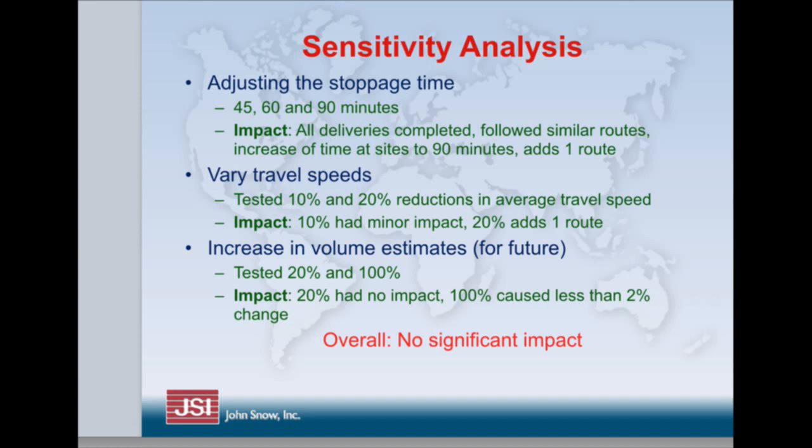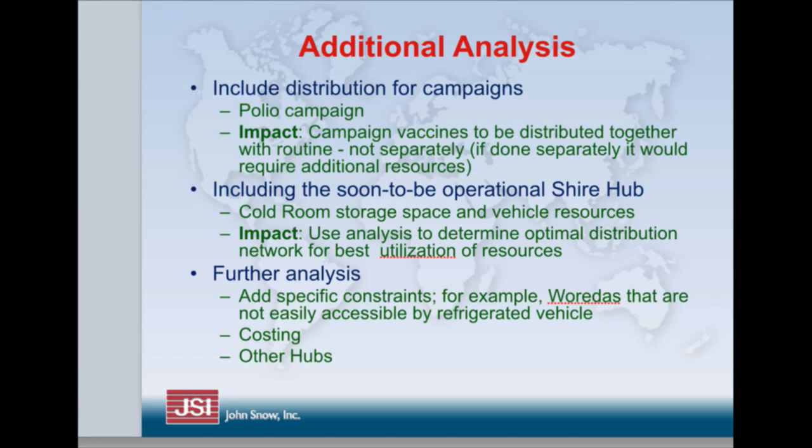In the sensitivity analysis on varying travel speed, when we reduce the travel speed by 10%, the routes do not change. When we reduce the travel speed by 20%, it will add one small route. When we increase the volume estimate by 20% or by 100%, there is a really big impact on the routes. So the overall finding is no significant impact in this distribution analysis. And after answering the first three questions, we also tried to answer an additional question regarding the campaign issue.